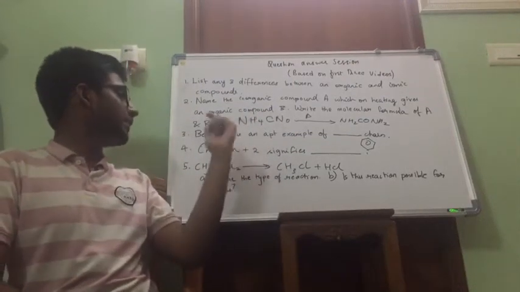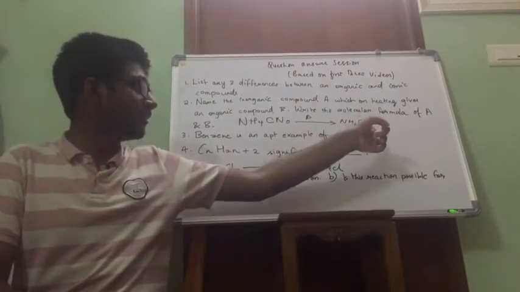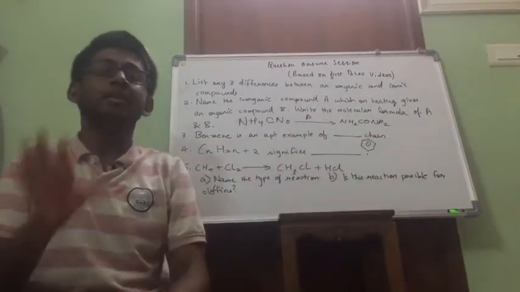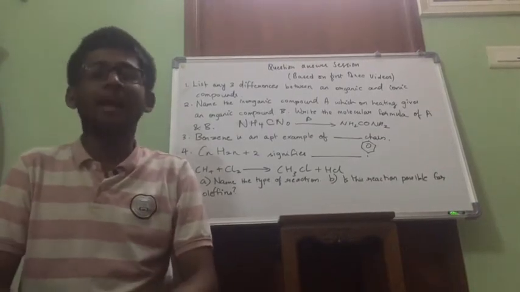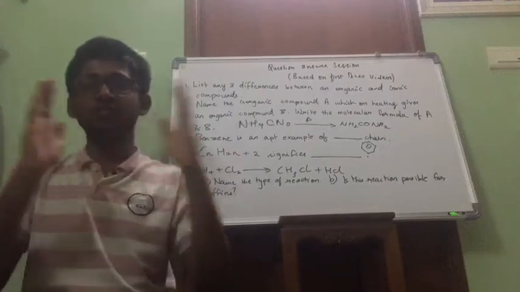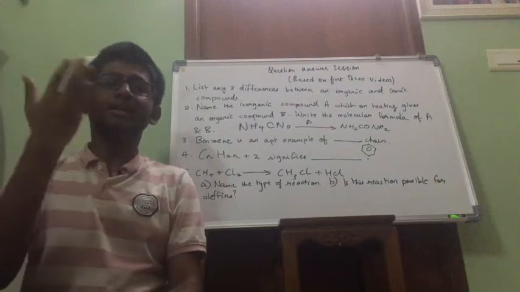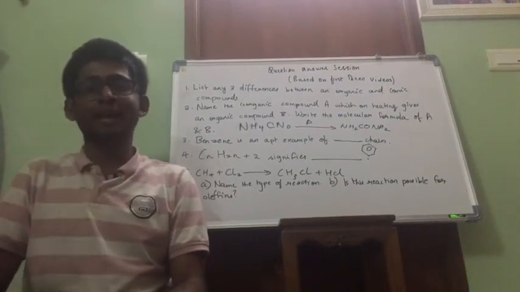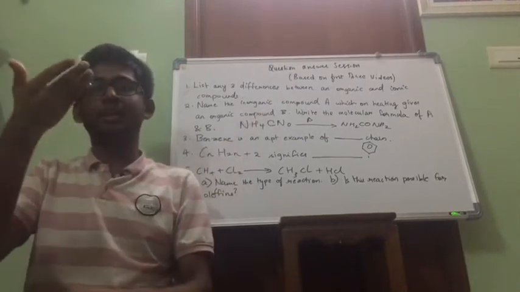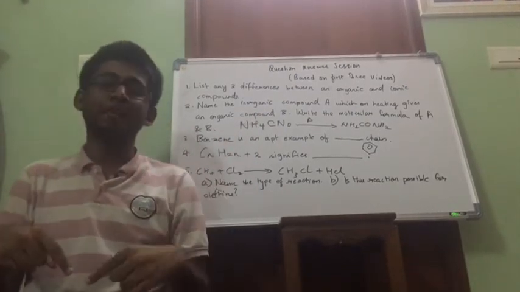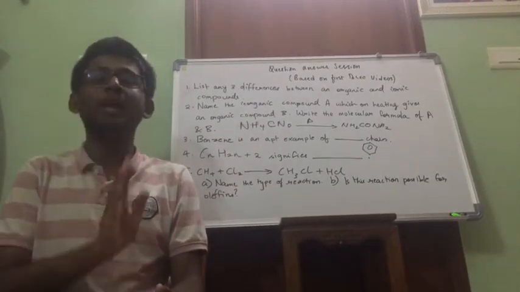The next question says, benzene is an apt example of dash chain. I've drawn the structure of benzene here for you. After seeing the basic structure, you will know that it is nothing but a cyclic chain. The other two types of chains are a straight chain and a branch chain. Normally a cyclic chain can also be in the alkanes, alkenes and alkynes. Alkanes and alkynes can be represented by a straight chain, a branch chain, or also a cyclic form. While when you take aromatic compounds like benzene, it will always be only cyclic.